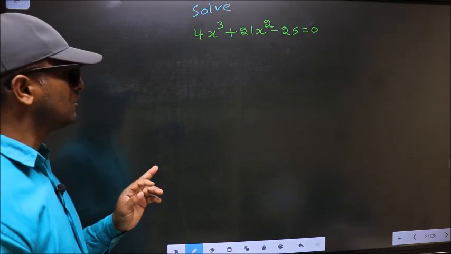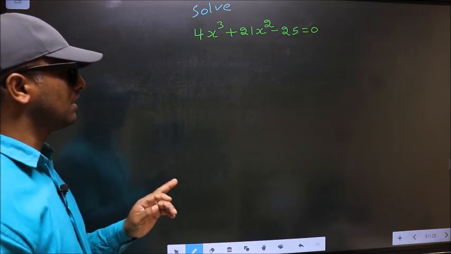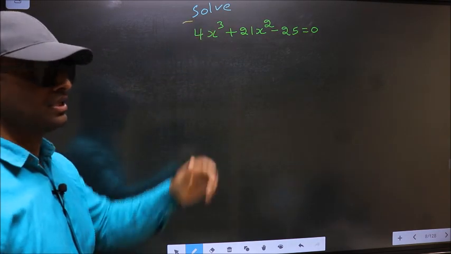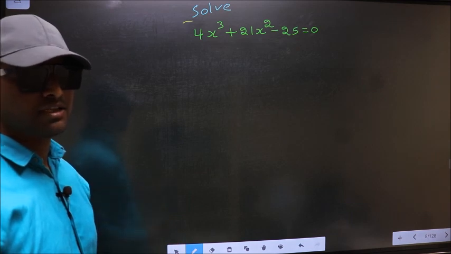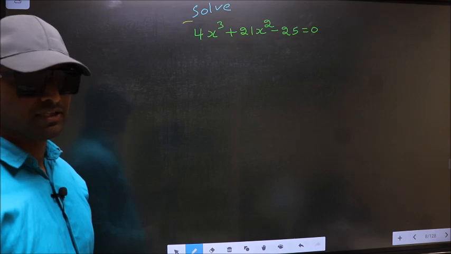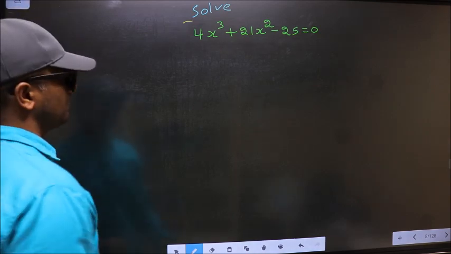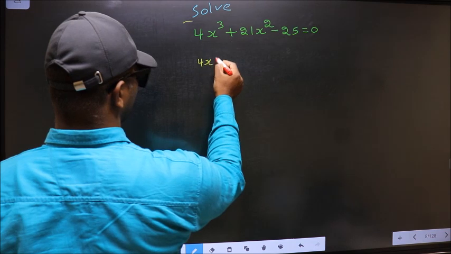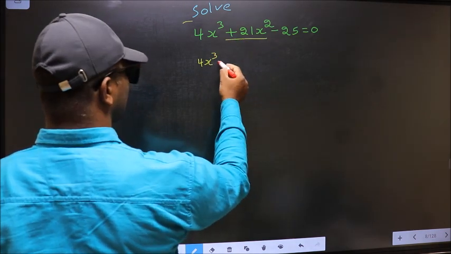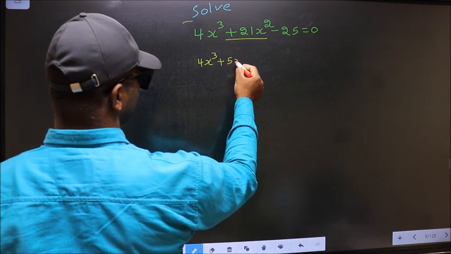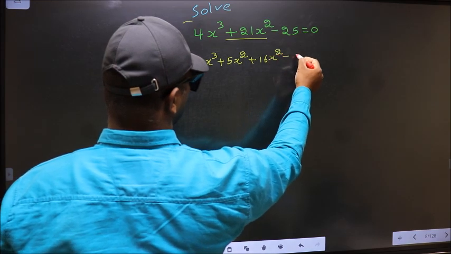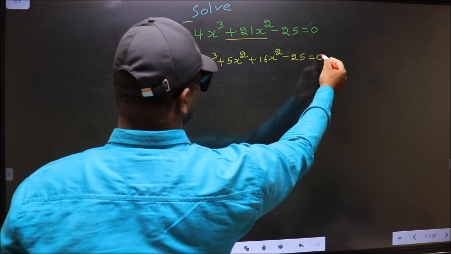Solve 4x³ + 21x² - 25 = 0. Here they told us to solve, which means we should get the values of x. For that, we have to split the x² term. What I mean is, after 4x³, in place of +21x², now we should write +5x² + 16x² - 25 = 0.